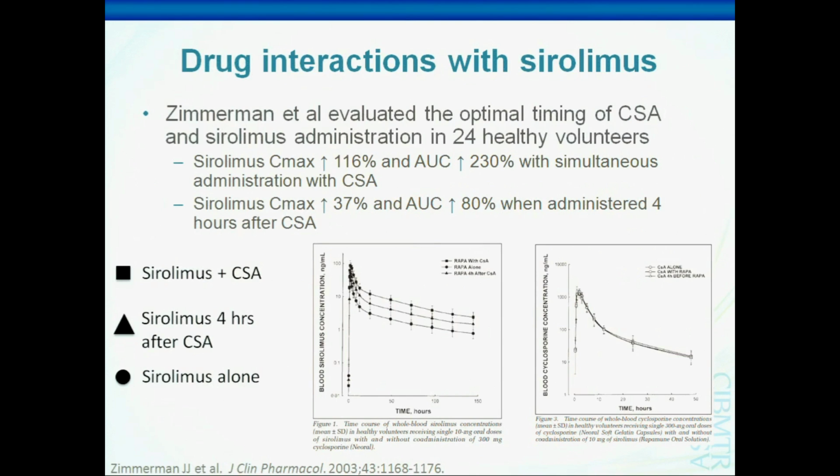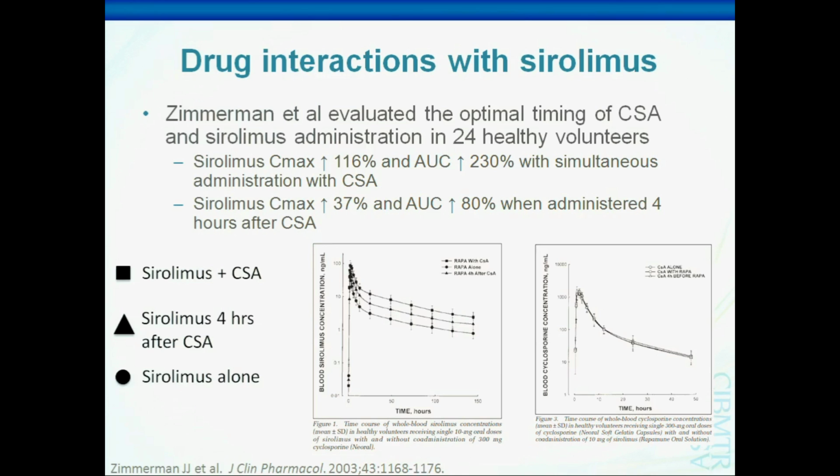Zimmerman and colleagues evaluated the optimal timing of cyclosporin and sirolimus administration in 24 healthy volunteers. So these volunteers took a dose of Neoral, 300 milligrams, along with 10 milligrams of sirolimus oral suspension, and then had a series of drug levels drawn. In those patients that took sirolimus simultaneously with cyclosporin, they saw sirolimus Cmax increase by 116%, and the AUC increase by over 200%.